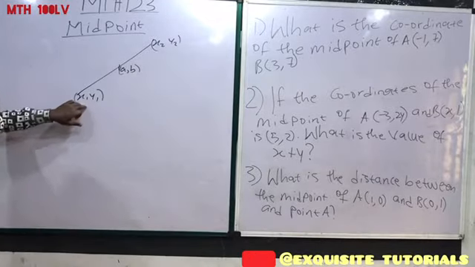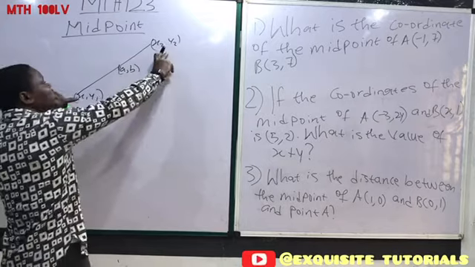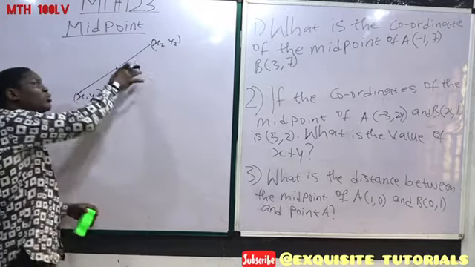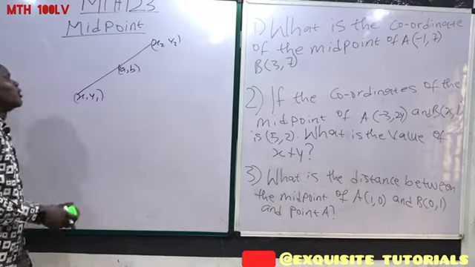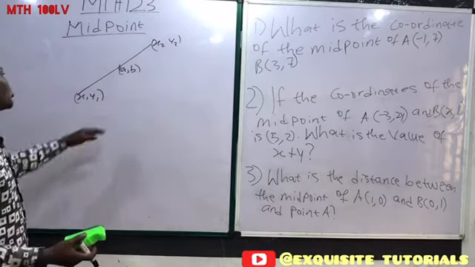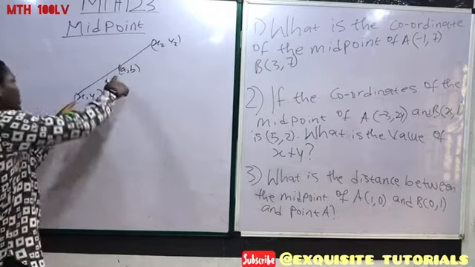So if this place was point A, what they are actually asking for is not the distance between this and this. It's actually the distance between this midpoint and point A, if here is point A. So there are two ways. You can just get the coordinate of the midpoint. When you get the coordinate of the midpoint, you find this distance.